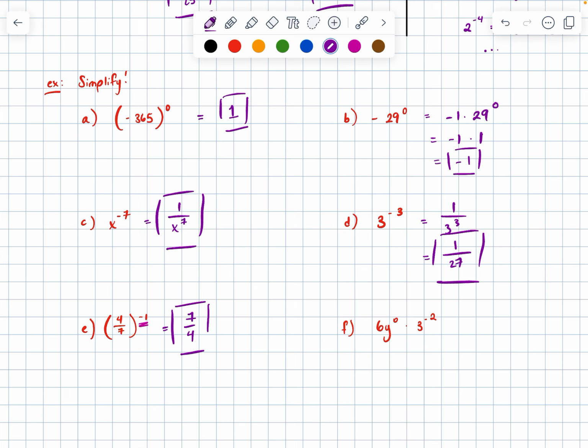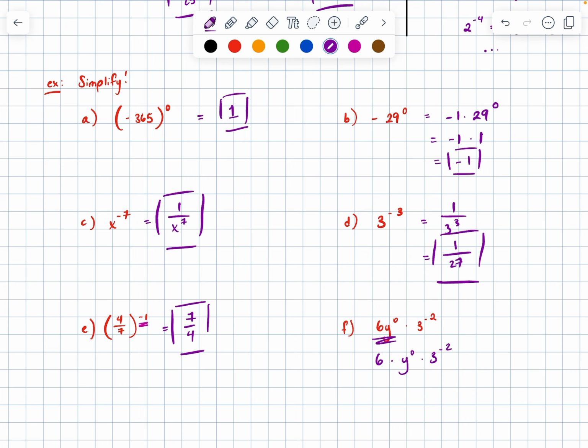And then finally, I can get real annoying with it. 6y to the power of 0 times 3 to the negative 2. Well, 6y to the power of 0. 6 is the what of y to the 0 here? 5, 4, 3, 2, 1. Hopefully you remember here, it's joined to y to the 0 by multiplication. It's the coefficient of this y to the 0. So this, again, is an order of operations problem in disguise. 6y to the 0 is not 1. It is 6 times y to the 0. There's that invisible multiplication sign there.